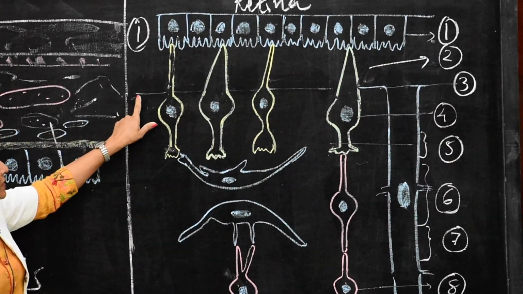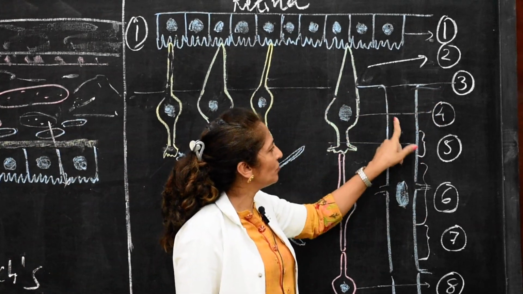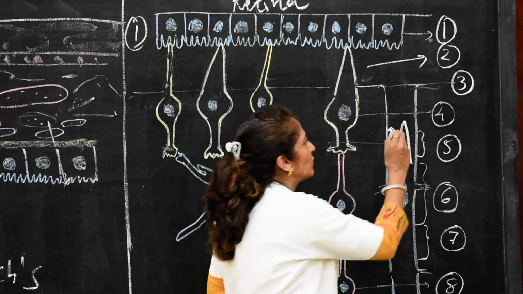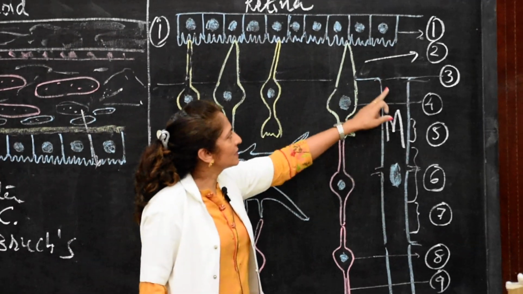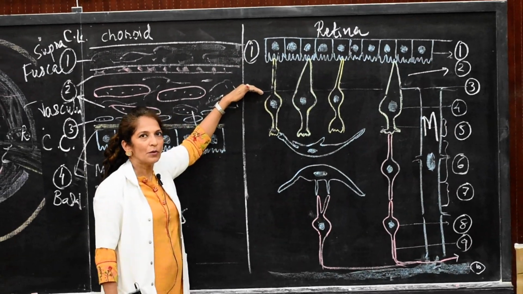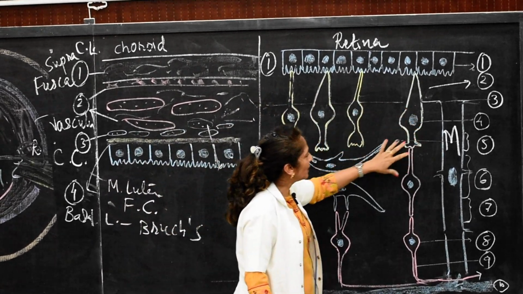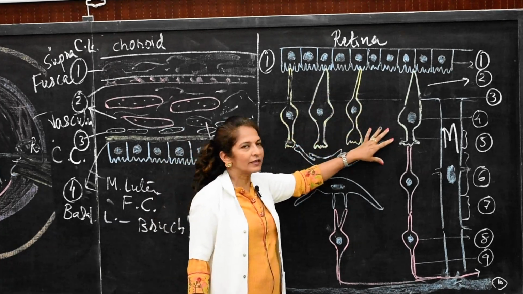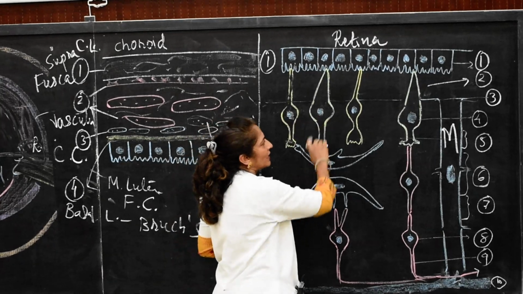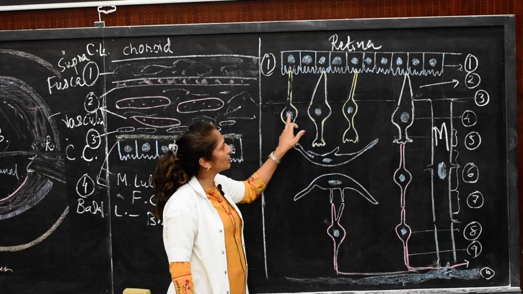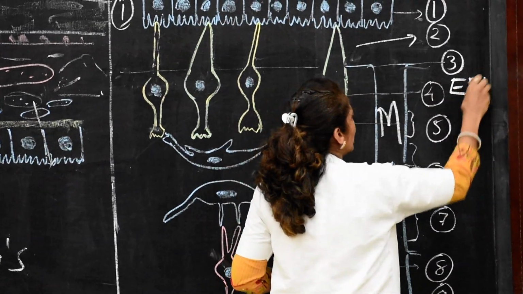Third layer is known as external limiting membrane. That is a process from the cells known as Muller cells, connective tissue cells. So the process forms the outer limiting membrane. Deep to the membrane, there is the external nuclear layer, that is made up of nuclei of rods and cones.